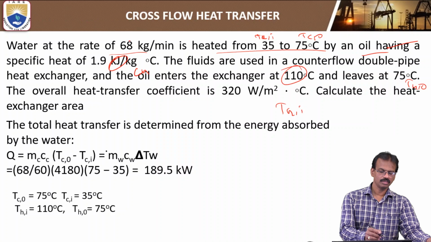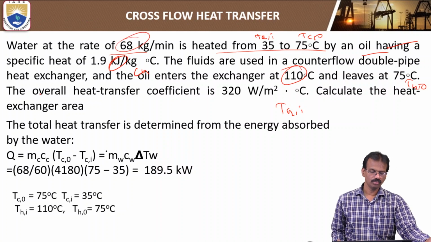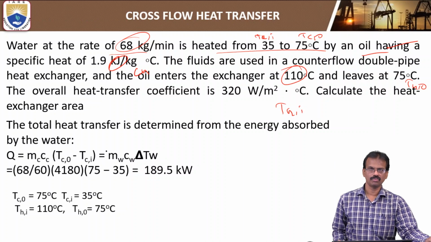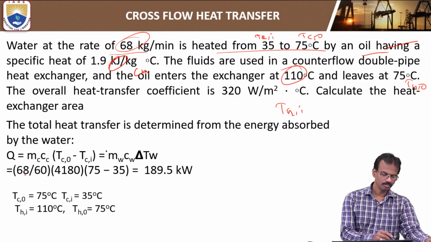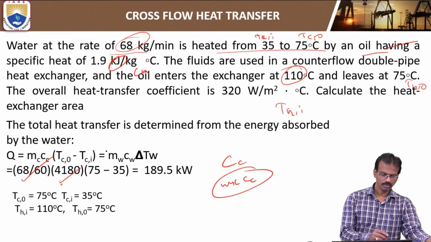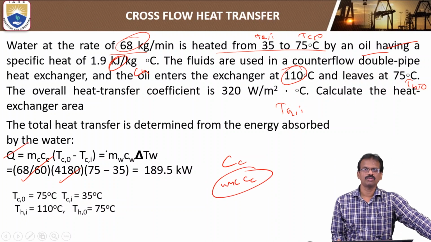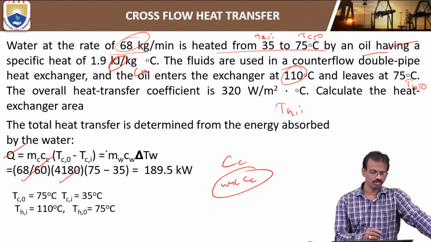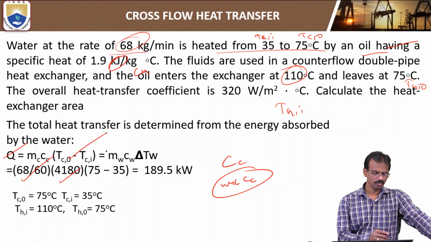So the mass of the water is given. You know the specific heat of the water, that is 4180. By using mass and specific heat, we can find the heat capacity rates CH and CC, the cold fluid heat capacity, that is m_c into C_c. Then you can find the Q value. So Q is equal to m_c C_c into the cold fluid temperature difference. So that is the Q value.